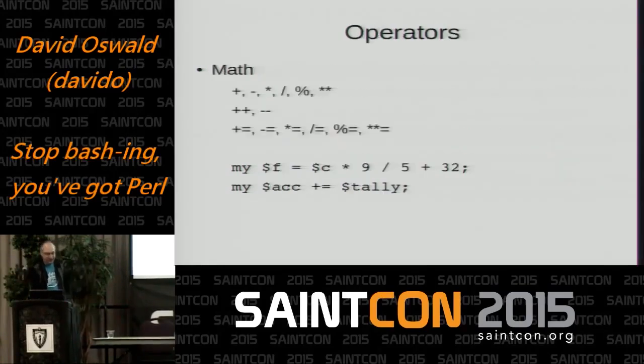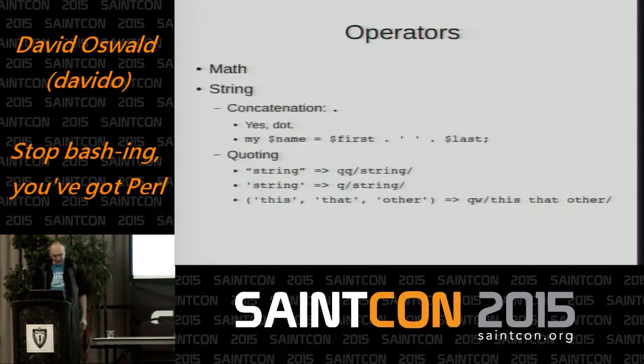Let's look at operators. For math, you have your basic operators: plus, minus, times, divide, modulo, and the two asterisks represent exponentiation. You have plus plus and minus minus, just like in many other programming languages. And then you have plus equals and minus equals, which are used for additive assignment, just like most other programming languages.